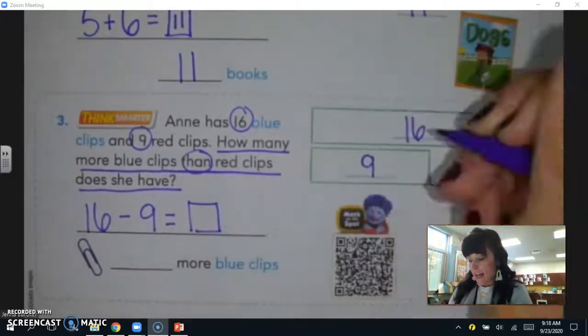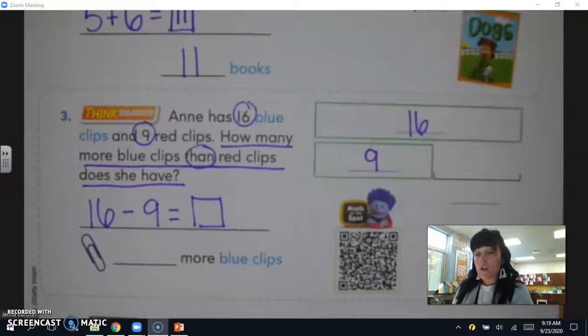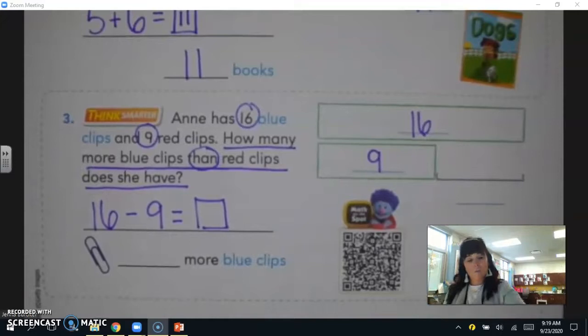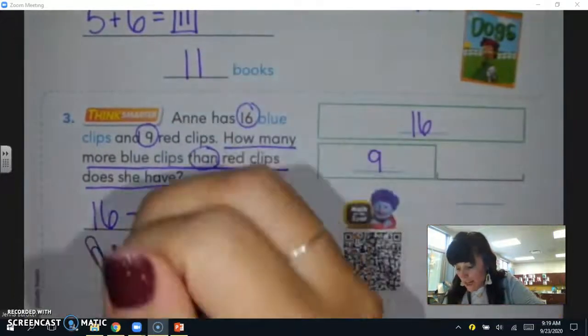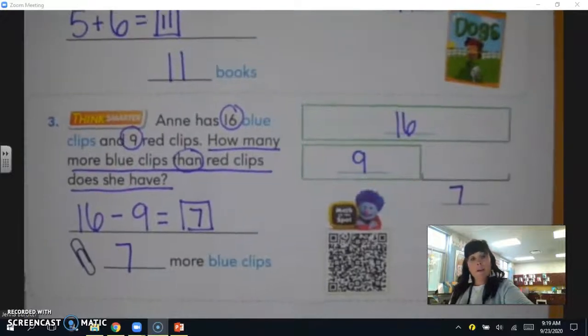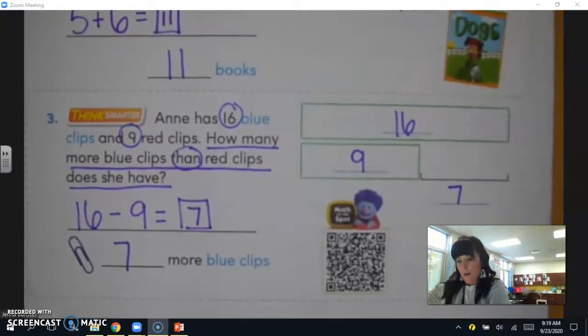So I can fill in 9 here. We need to figure out what the other part is. So 16 minus 9 equals what? Everyone try and solve that on your own. The answer is 7. So 7 more blue clips. And that's what we'll put on that line too. And there we go. We've got it all filled in. All right, number 4. Let's keep going.